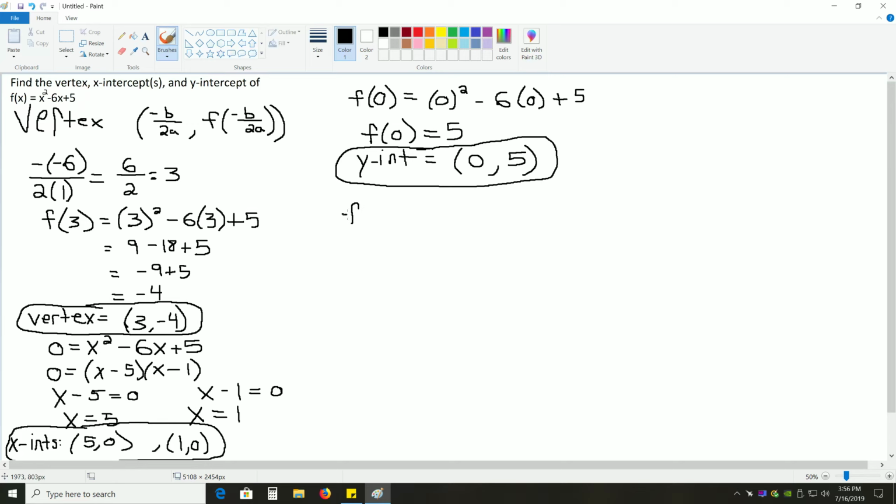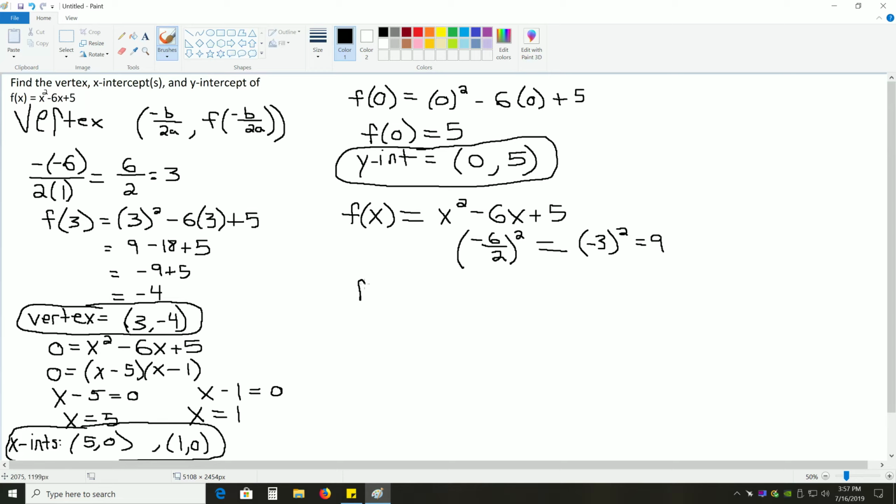Starting back at the original problem, we have f of x equals x squared minus 6x plus 5. And to complete the square, we're going to check if our x squared has anything in front of it. It does not, so we can immediately go to the middle term. We divide the middle term by 2 and square the result. That gives us negative 3 squared, or positive 9.